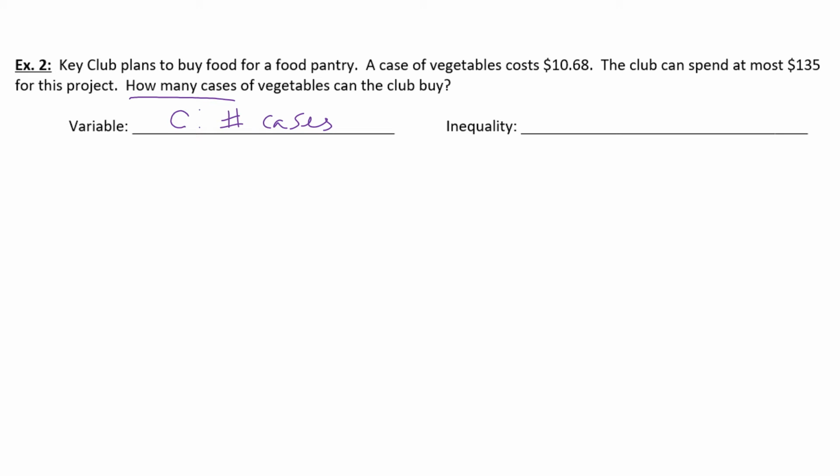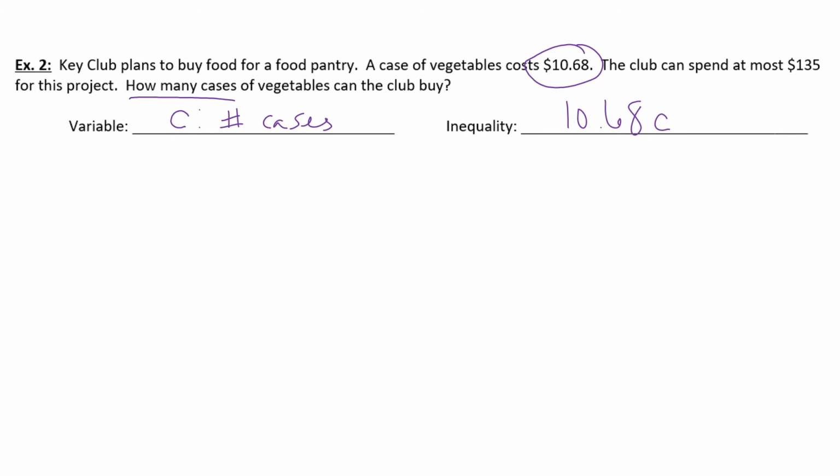Okay, so now I need to figure out how I'm going to set up this inequality. Remember, I'm going to have something to do with the cases, and then there's going to be some kind of total, and I have to find those key words to figure out what inequality symbol I want to use. So it says a case of vegetables costs $10.68. So that means 1 case. Okay, so again, we're going to be doing some multiplying, because if I have 1 case, then it would be $10.68. Then I'd take $10.68 times 2 for 2 cases, $10.68 times 3, and so on for the number of cases.